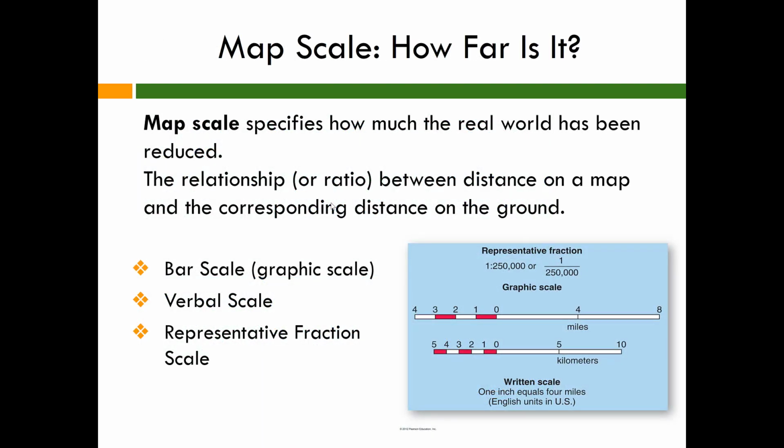Alright, so another important concept is your map scale. How far is it? Map scale, like last lecture, it's actually the relationship between distance on the map and the corresponding distance on the ground. Like last lecture, I shared with you that 1 inch you measured on the map represents this many inches on the ground. Or you can use centimeters. 1 centimeter you measured on the map represents this many centimeters on the ground. So that is a ratio.